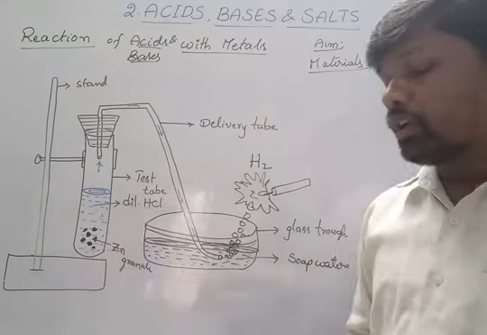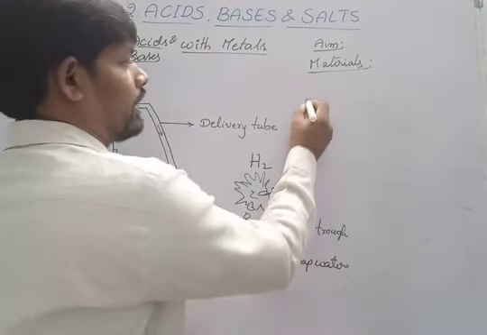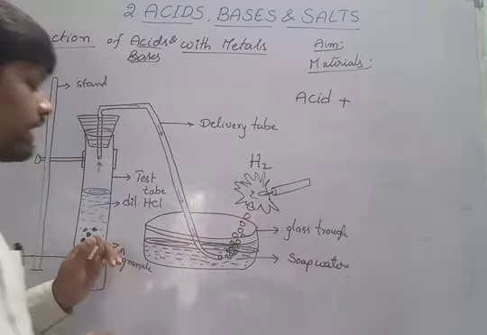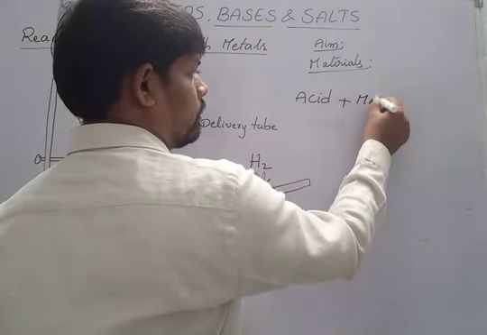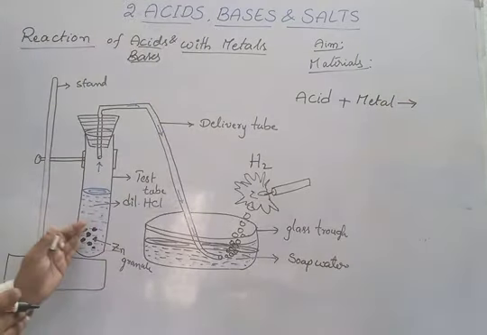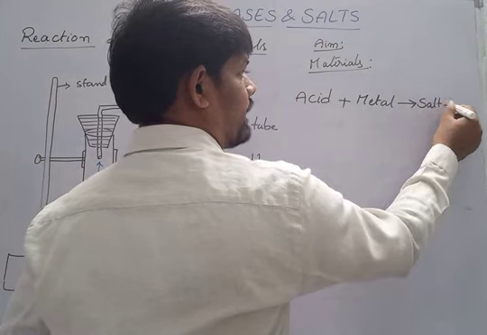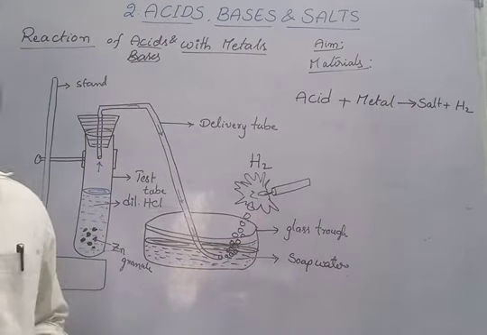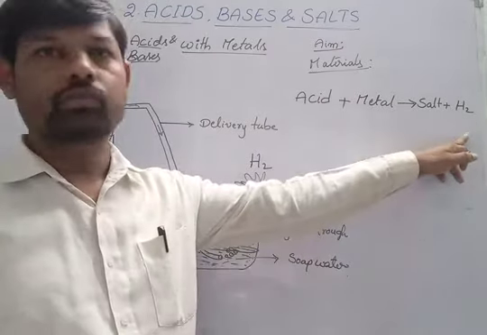So you can generalize the statement. How can you generalize it? HCl is an acid. Zinc is a metal. So acid plus metal gives salt plus hydrogen. Zinc salt will be produced, and hydrogen gas is produced, that is H2 gas. Here there was no place, that is why I kept H2 here. Is it visible?